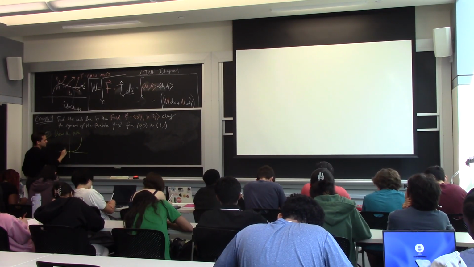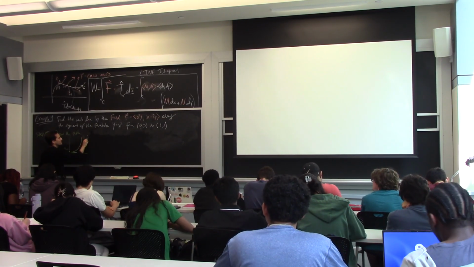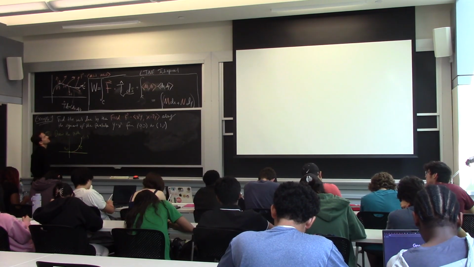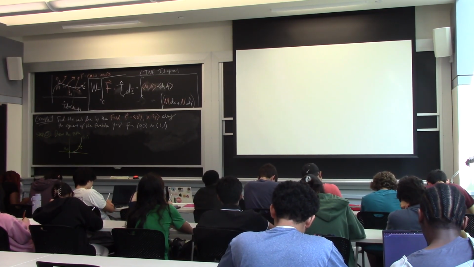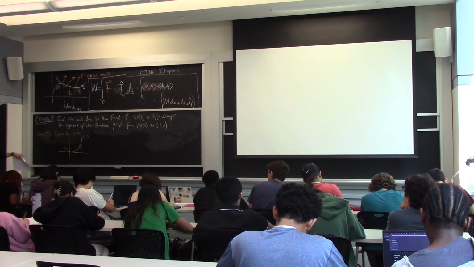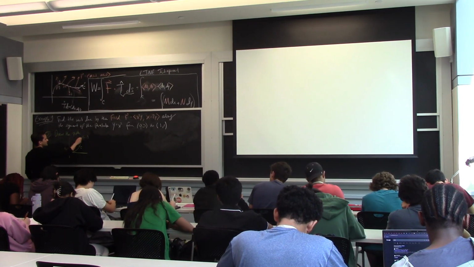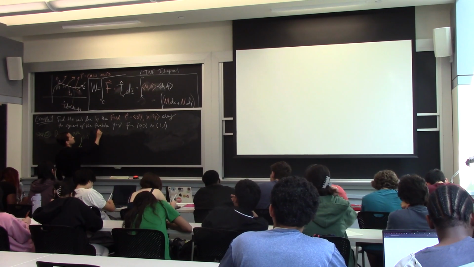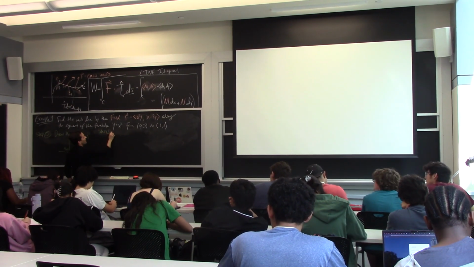Okay, this point is 0, 0. This point is 1, 1. And this is our path C. All right. That's step 1. Does this make sense to everybody as our path? We're starting here, and we're ending here. Okay, step number 2.